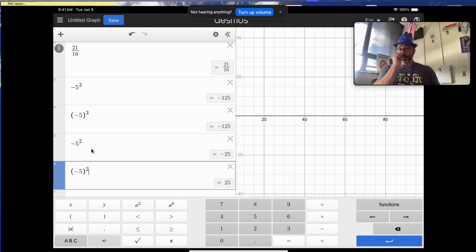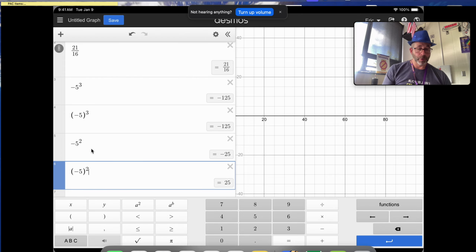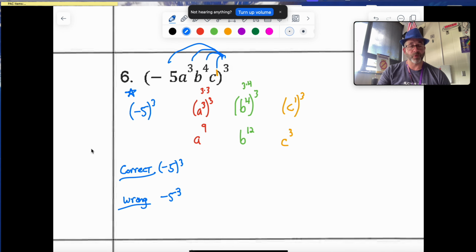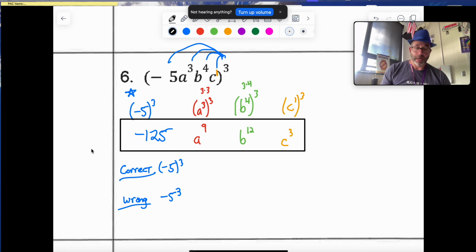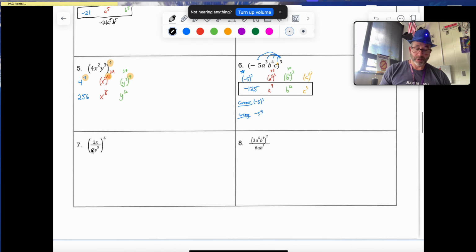So one of them gives a positive, one of them gives a negative, and the parentheses make a difference for this. Okay, so just always use parentheses when you're raising it to a power. And for this answer, again, we get -125. For the overall answer, it would be this whole monstrosity right here. Okay? All right, 2 more.